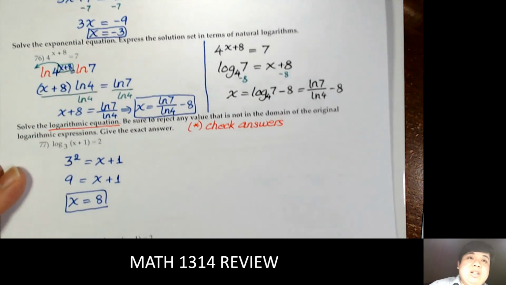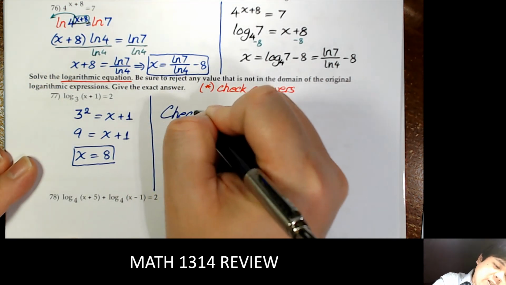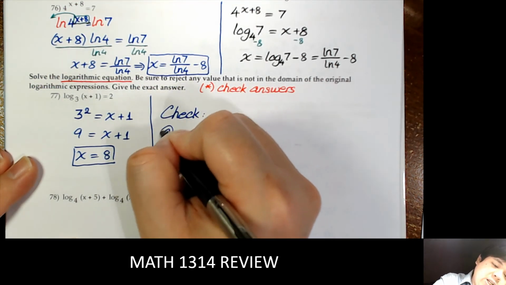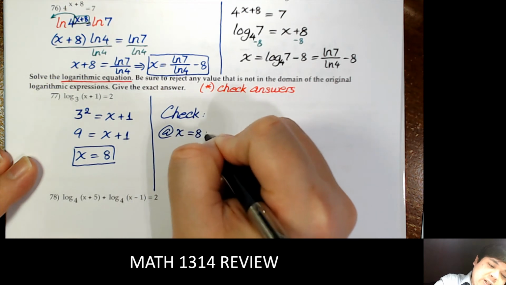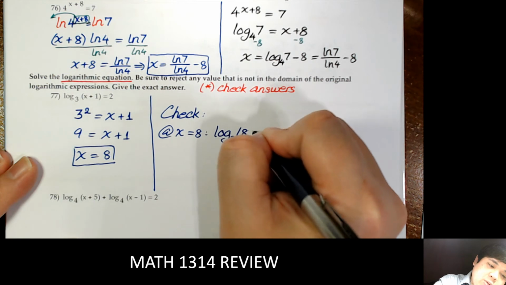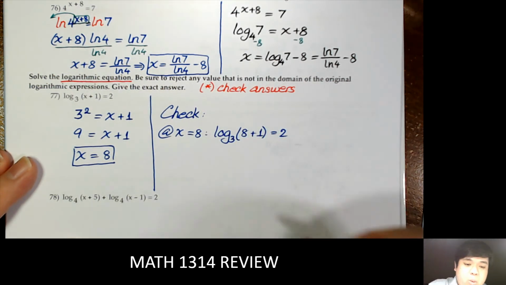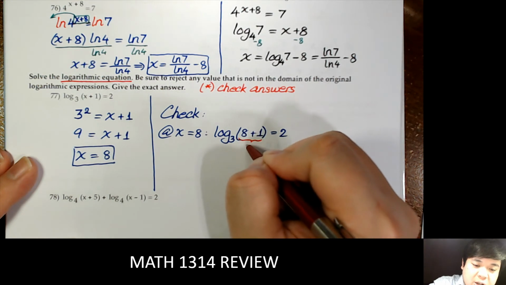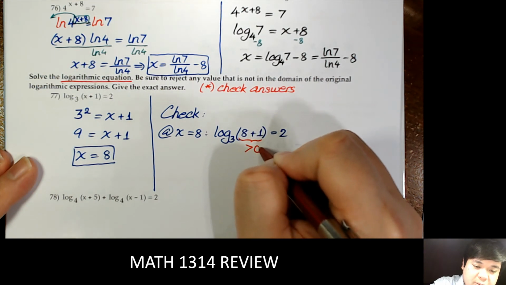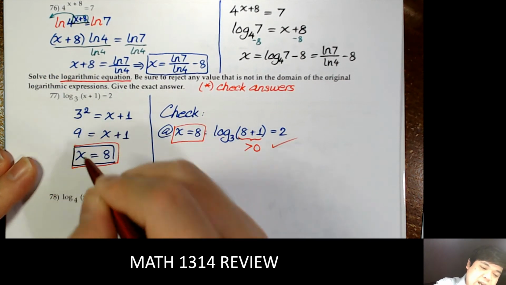I should not do that yet, because I need to check. When x equal to 8, log base 3 of 8 plus 1 equal to 2. So put 8 in for x. Whatever inside the log, or the argument, must be positive. So yes, that's good. X equal to 8.